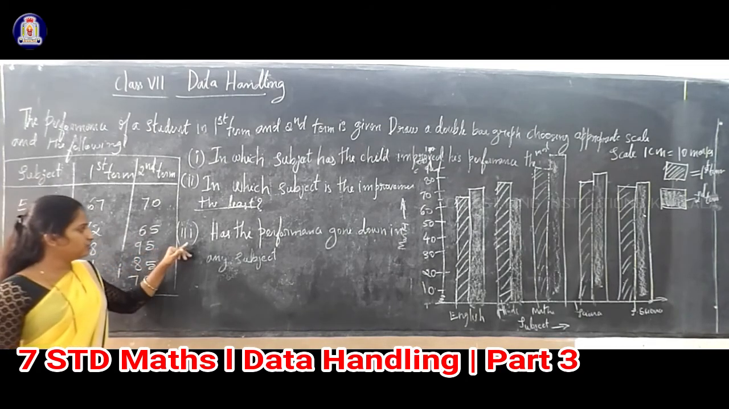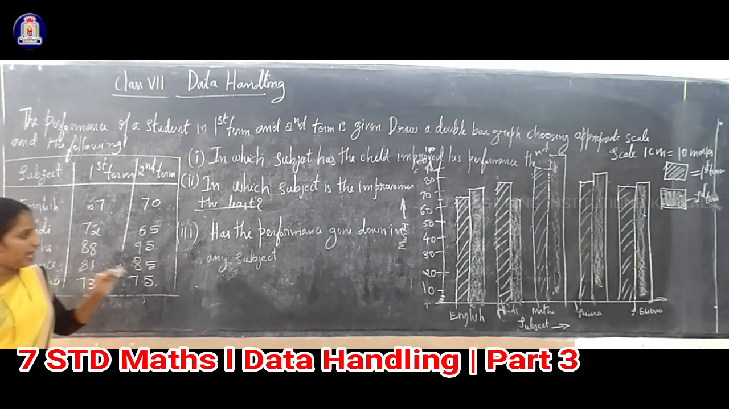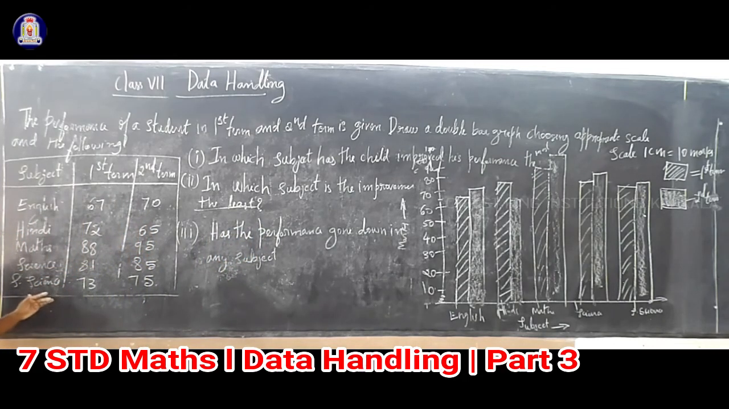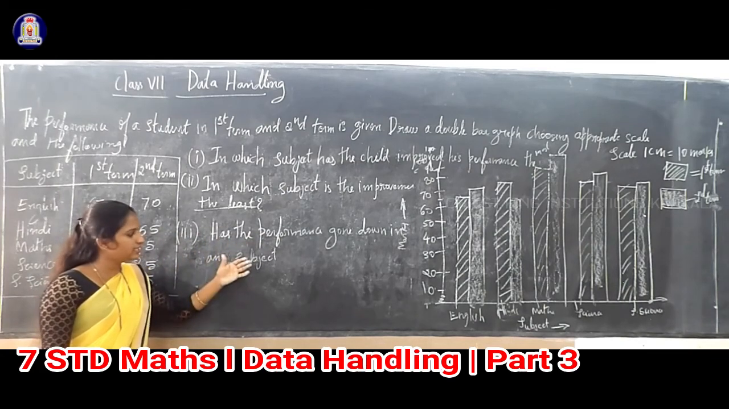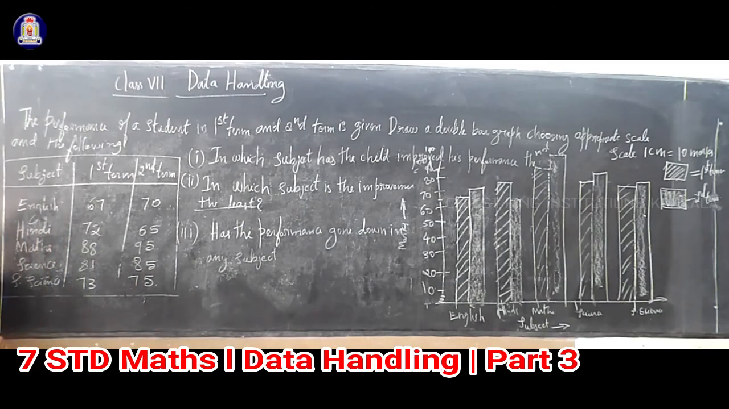Next, third question. Has the performance gone down in any subject? Now if you see this, you can answer in Hindi. See in Hindi, in the first term he scored 72 marks, and in the second term he scored 65. So what happened? The performance is decreased, right? So marks is decreased, 72 to 65. So the last answer, has the performance gone down in any subject? Yes, the subject is Hindi. In Hindi, the performance has gone down. Clear? Understood now, 72 to 65, that is decreased.